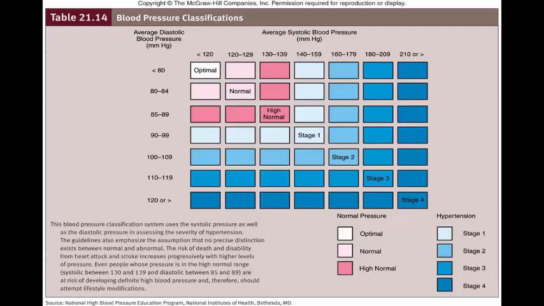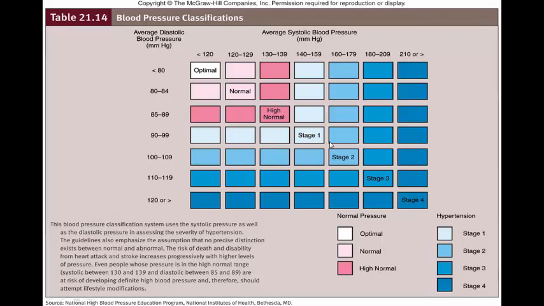Here we have classification of the blood pressure levels. So here we have the average systolic blood pressure, and here we have the average diastolic blood pressures. So the optimum blood pressure level is when the systolic is less than 120 and the diastolic is less than 80. The normal blood pressure level is when the systolic ranges from 120 to 129, and when the diastolic ranges from 80 to 84. High normal when the systolic blood pressure ranges from 130 to 139 millimeters of mercury, and the diastolic from 85 to 89 millimeters of mercury.